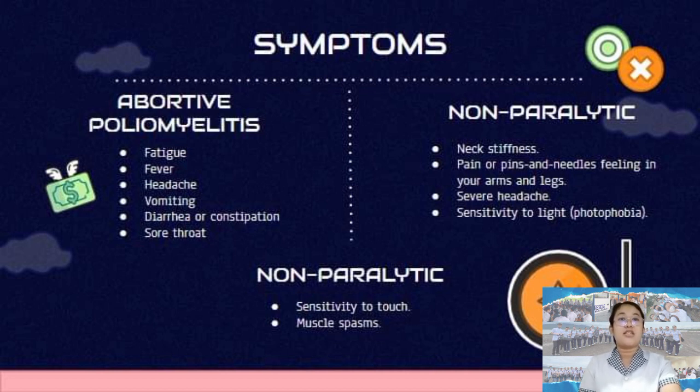And also, next are the symptoms of paralytic poliomyelitis. Paralytic poliomyelitis starts out with symptoms similar to abortive poliomyelitis or non-paralytic poliomyelitis, and additional symptoms can appear days or weeks later. These include sensitivity to touch and muscle spasms.